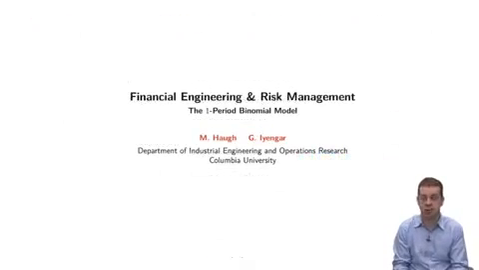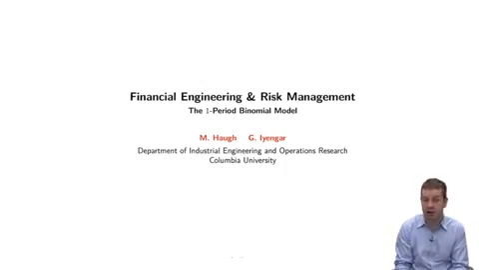We're now going to discuss option pricing in the one-period binomial model. We'll see that option pricing in this model amounts to no more than solving a series of two linear equations and two unknowns. The great advantage of working with the one-period binomial model is that we will see it easily extends to pricing options in the multi-period binomial model.